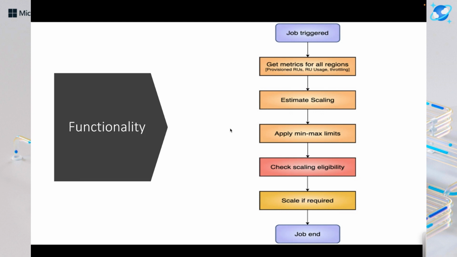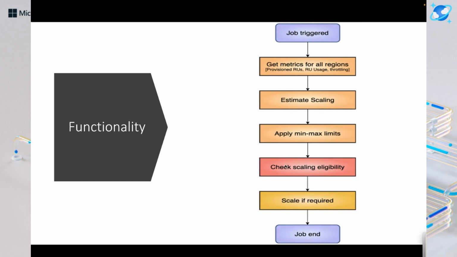Then that scaling is estimated, and based on the maximum and minimum throughput which we have set, we can also put a hard limit, so that even if the scaler is estimating to go beyond any of the limits, we will just scale it at the limit. We will not provision more than the max limit or less than the minimum limit.